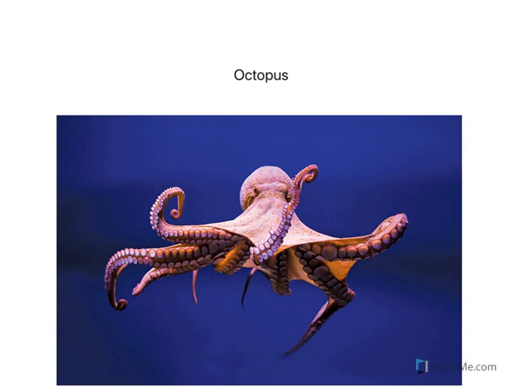O is for octopus. An octopus is an animal with 8 arms that lives in the ocean. O is for octopus.